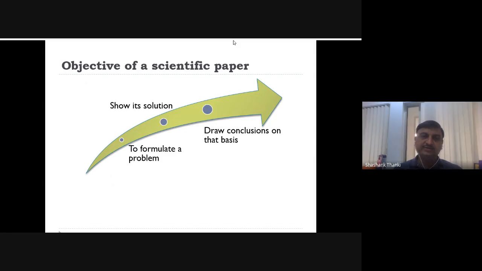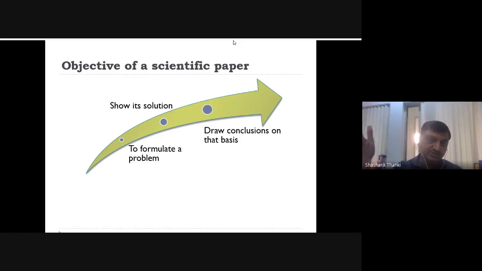The objective of any scientific research paper is very clear. You should formulate a problem, represent that problem correctly, and use an appropriate methodology to get the solution. And once the solutions are available, don't stop there; draw conclusions on the basis of the solutions which you have achieved at the end of the solution procedure. So when we talk about the process of scientific paper development, problem formulation is very important. We'll talk about it later.